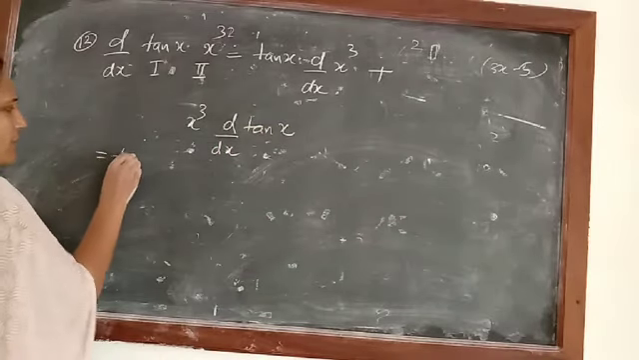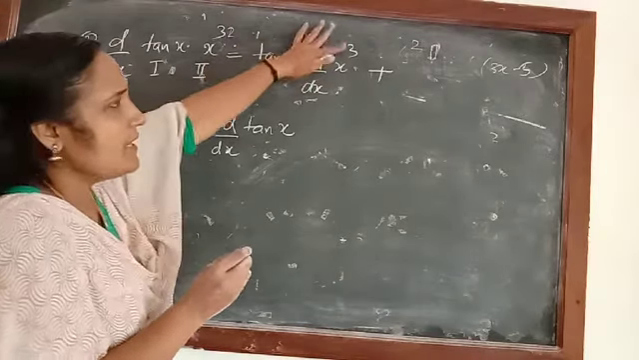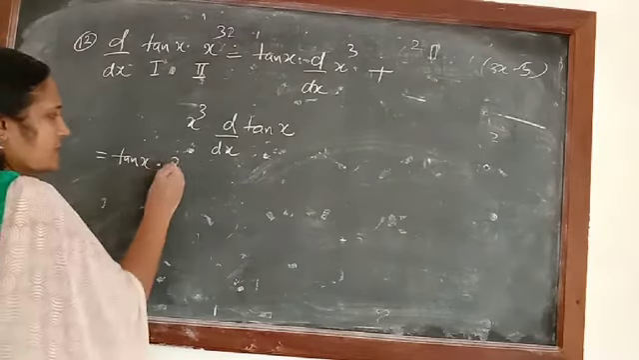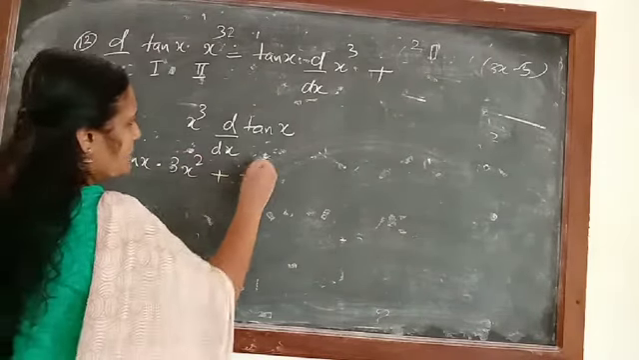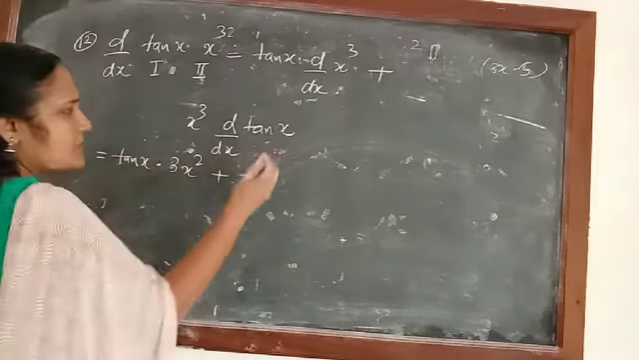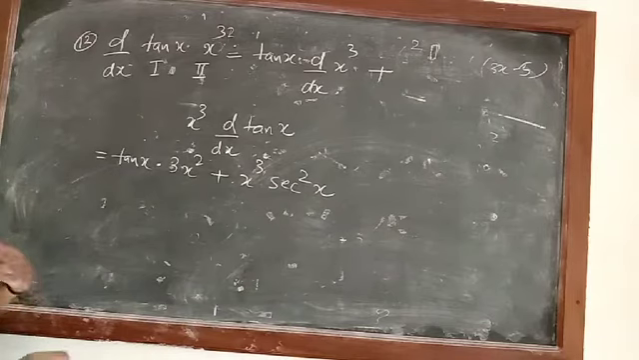Now we can apply the formula, then it will be equal to tan x into, what is d by dx of x cube? Yes, that is equal to 3x square, plus x cube into, what is d by dx of tan x? That is equal to sec square x. So our differentiation is over.